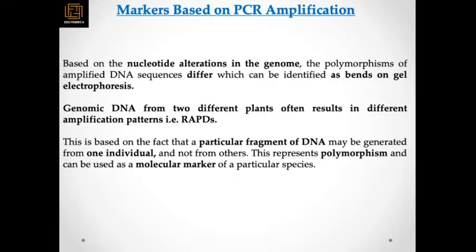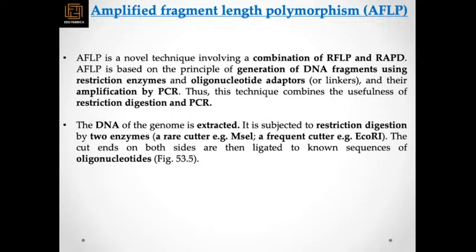To talk about molecular markers based on PCR amplification, as we continue the topic, let's come to AFLP. AFLP is amplified fragment length polymorphism, which combines both RFLP and RAPD that we have studied. We use both techniques together. That's the beauty of this technique. It is based on generating DNA fragments using restriction enzymes and oligonucleotide adapters, that is linkers, followed by amplification by PCR.